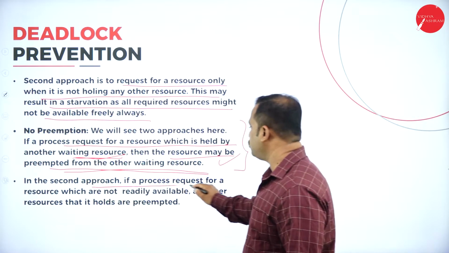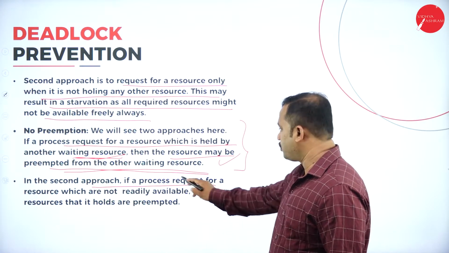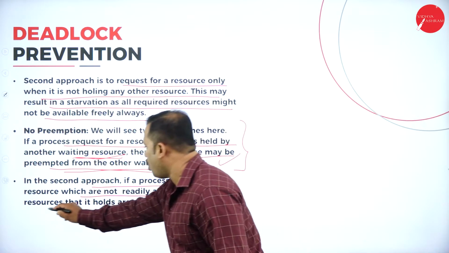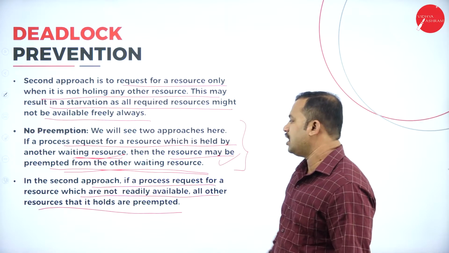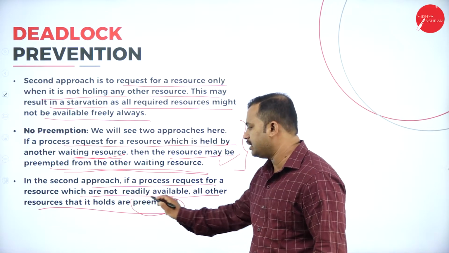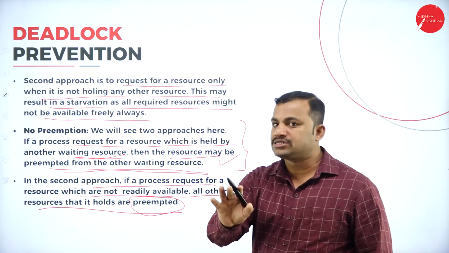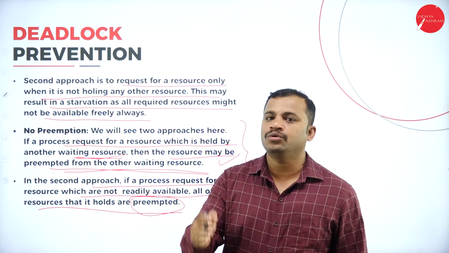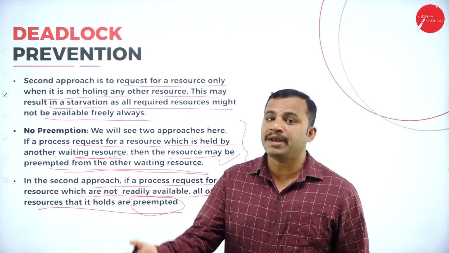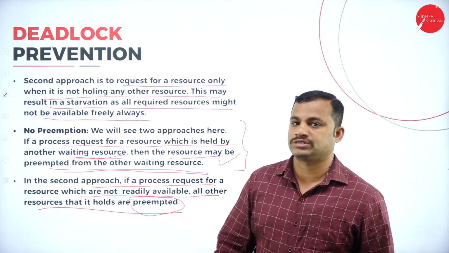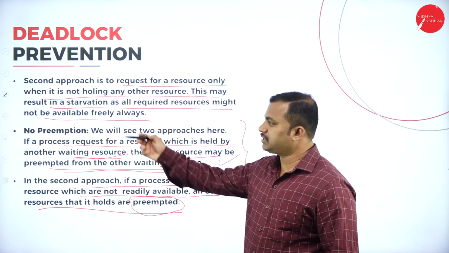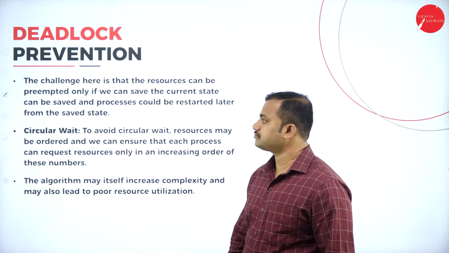In the second approach of no preemption, if a process requests a resource which is not readily available, then all other resources that it holds are preempted. Please read this: preempted. That means once they are released, we may allow other processes to make use of those resources. That is the meaning of the second approach with respect to no preemption.